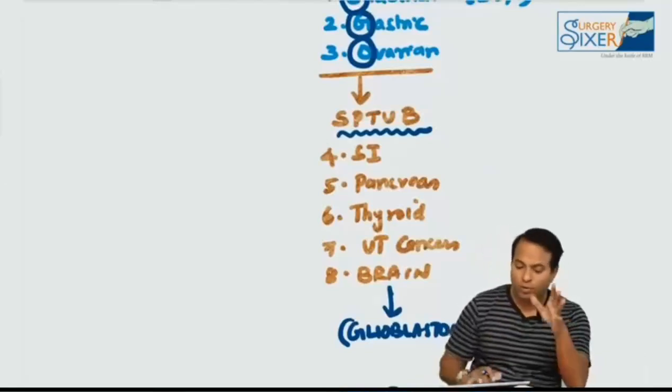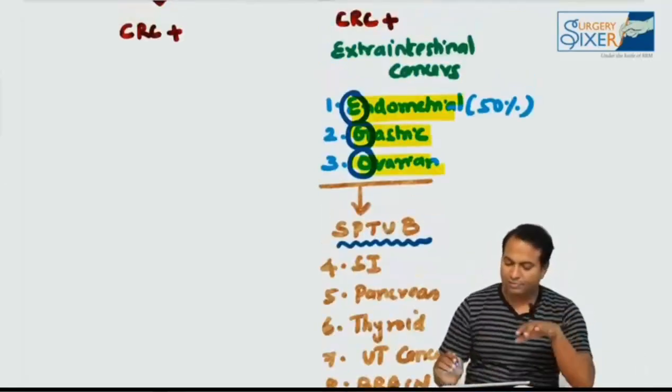So please don't forget EGO. Endometrial is the most common cancer, G for gastric, O for ovarian. So this is the order.